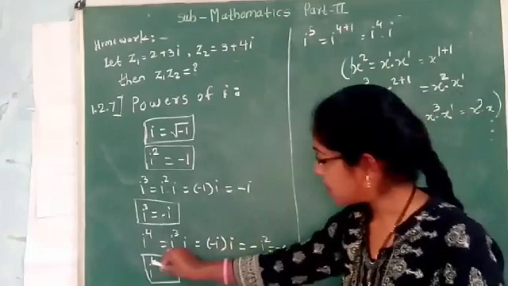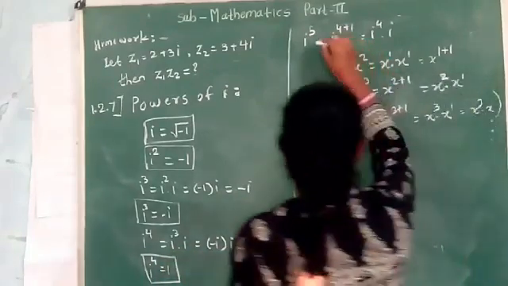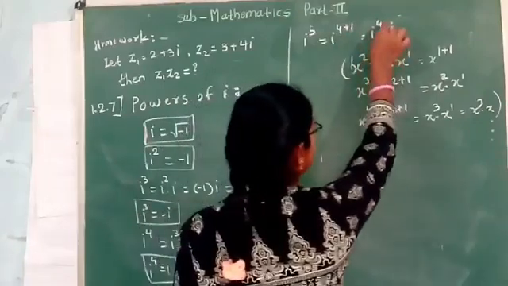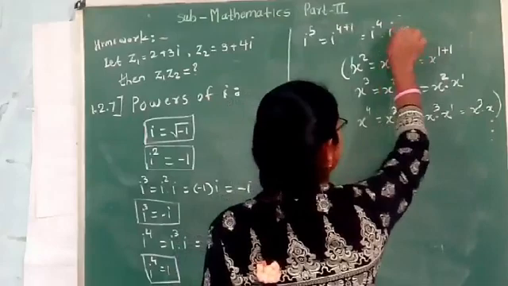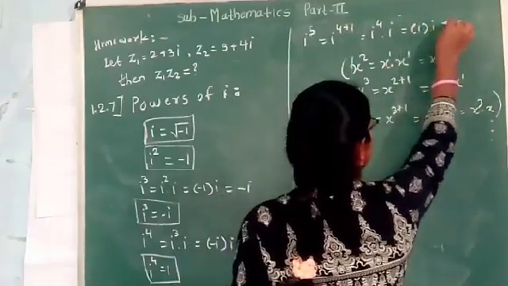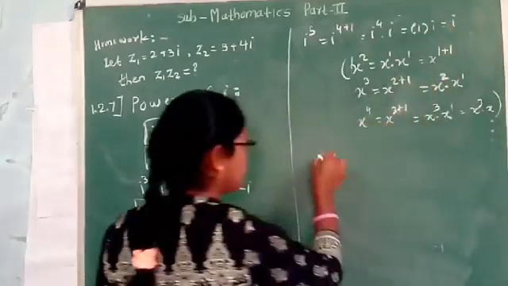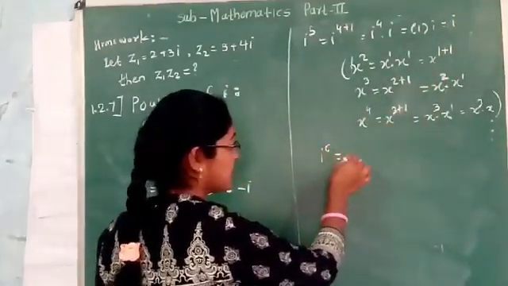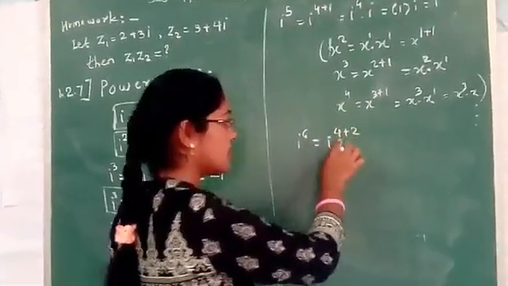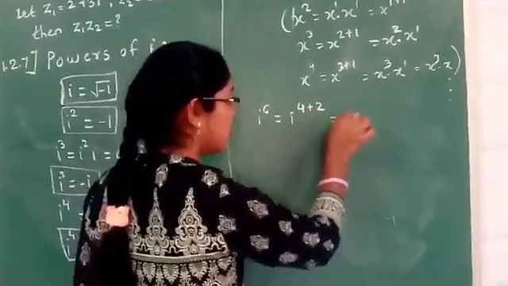Remember, i raised to 4 is 1. Now i raised to 5 is 4 plus 1, so split it as i raised to 4 into i. i raised to 4 is 1 and this is i. So 1 into i is i. Now i raised to 6. How will we write i raised to 6? 4 plus 2. We take 4 because we know the answer of i raised to 4 is 1.